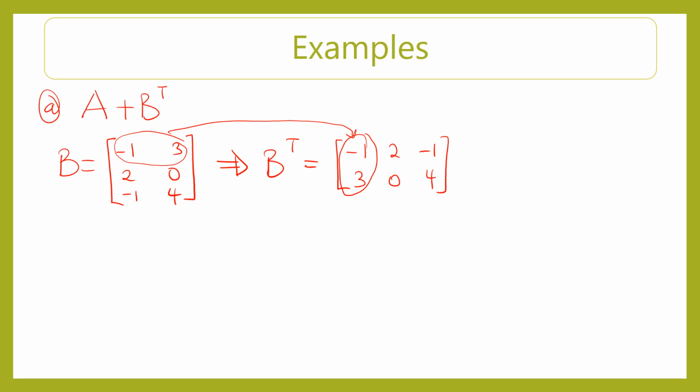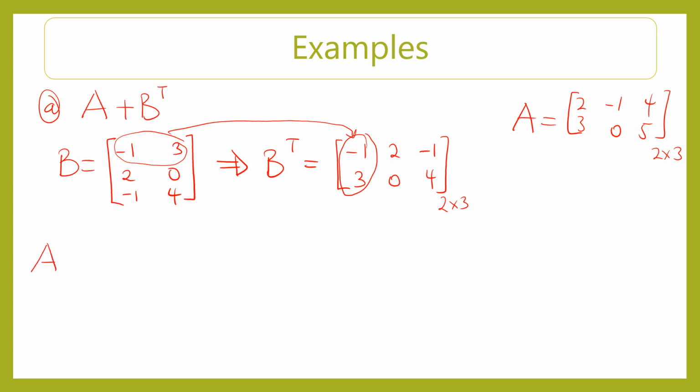Now, remember that A is 2, 3, -1, 0, 4, 5. The question is, B transpose is now 2 by 3. A itself is 2 by 3. Remember that for addition of matrices, the size of the matrices must be the same. You must have the same size for the matrices you are adding together. So in this case, it makes sense to have A plus B transpose.